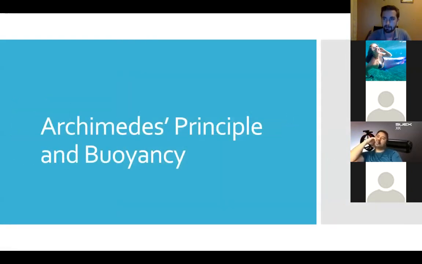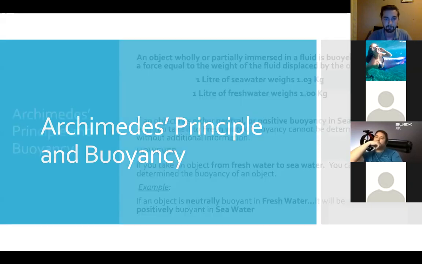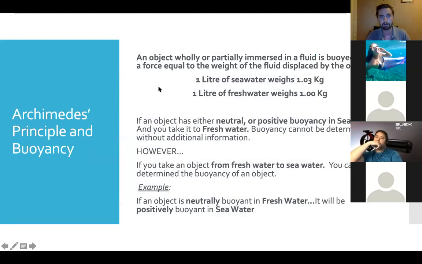All right, this is gonna be our last section today. This is about Archimedes' principle and buoyancy. Archimedes' principle is that an object wholly or partially immersed in a fluid is buoyed up by a force equal to the weight of the fluid displaced by the object. Okay, and the two numbers we need to remember here is that 1 liter of seawater weighs 1.3 kilograms and 1 liter of fresh water weighs 1 kilogram.